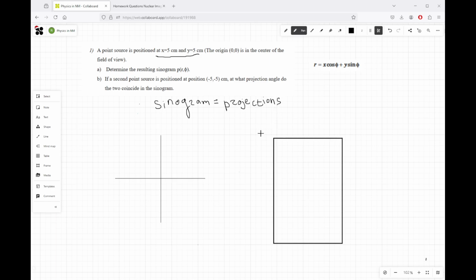All right. So let's define a coordinate system. Right here we have an x coordinate system. Right here we have a y coordinate system. And over here we will make the resulting sinogram. So on this line we will have the angle, since the projections are made under an angle. And in the middle we will have the r, the radius.